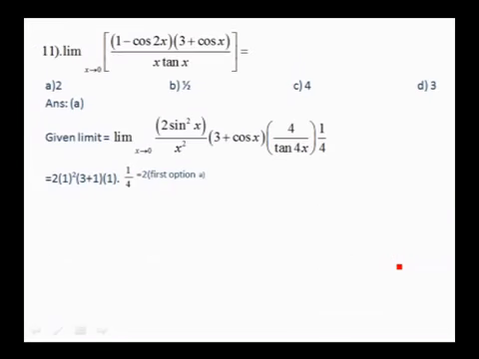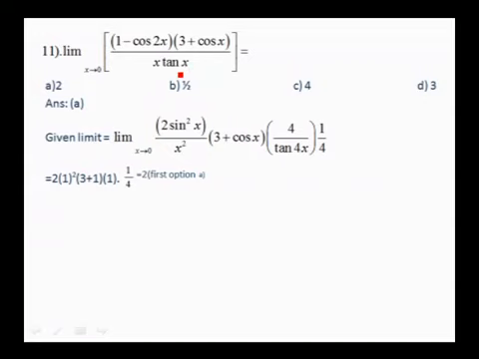Coming to problem number 11, it is limit x tending to 0 of (1 minus cos 2x) into (3 plus cos x) over x tan x. Here, 1 minus cos 2x can be written as 2 sin square x over x square. I won't apply L'Hopital's rule because you have x tan x. Whenever you get tan x or sin x in the denominator with x tending to 0, you can replace it by x for all practical purposes when applying L'Hopital's rule. When you apply L'Hopital's rule, it is better to have x square rather than x tan x for differentiation.